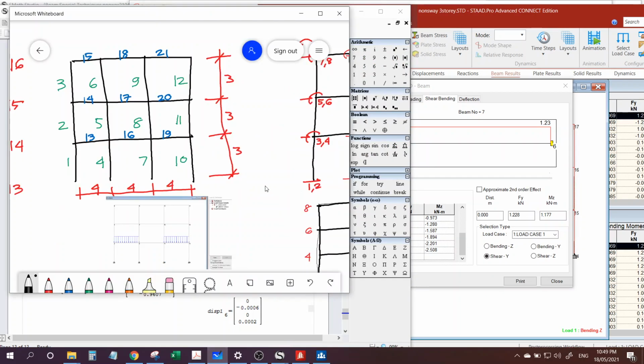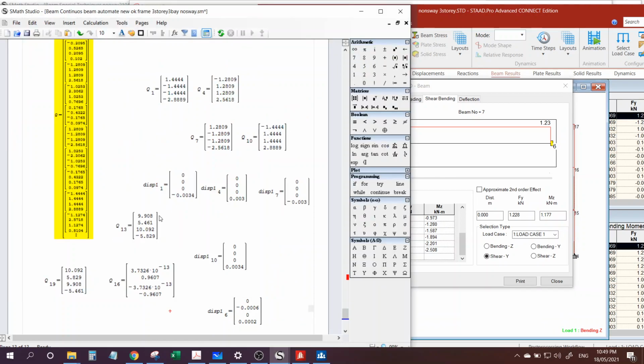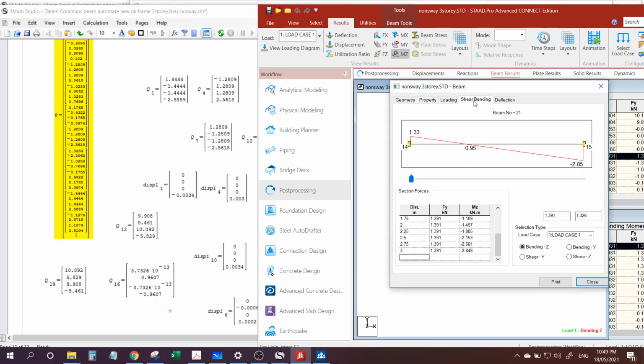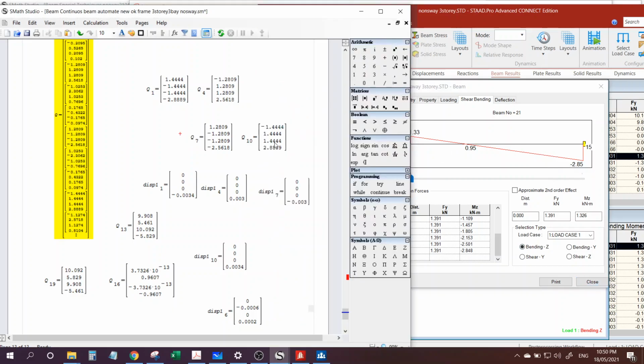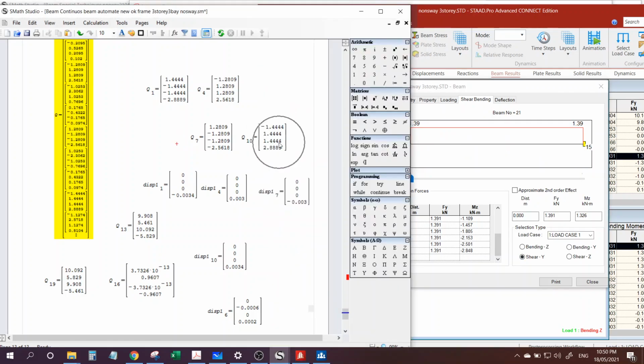For Q7, what is Q7? Third column. Maybe let's check the fourth column. Member 10, which is Q sub 10. Since it's symmetrical, your bending is 1.3, 2.85, yeah, 1.4, 2.89, and for the shear, 1.4 both ends, 1.4.